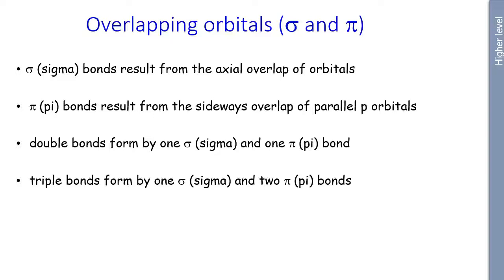So overlapping orbitals are an important aspect of structure and bonding, and today we're going to look at both sigma and pi orbital overlap in relation to structure. We've already looked at this in some detail, looking at the resonance structure of benzene. So a sigma bond results from the axial overlap of orbitals, and a pi bond results from the sideways overlap of p orbitals in particular. Double bonds form by 1 sigma bond and 1 pi bond, and triple bonds form by 1 sigma bond and 2 pi bonds.